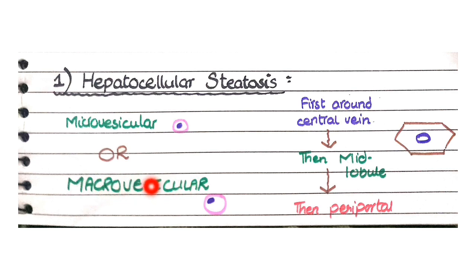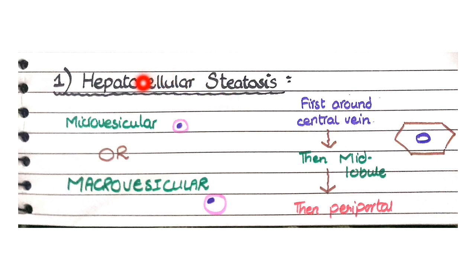In macrovesicular pattern, where the fatty droplets are large in size or fatty vacuoles are large in size, they cause swelling of the cell, and these large vacuoles push the nucleus to the side. For example, you can see here the nucleus has been pushed to the side. Such pattern is known as macrovesicular. So remember that these fatty vacuoles can be small, microvesicular, or large, macrovesicular.